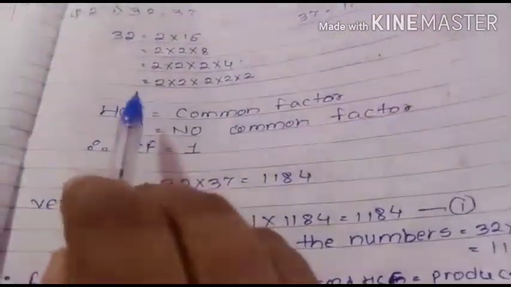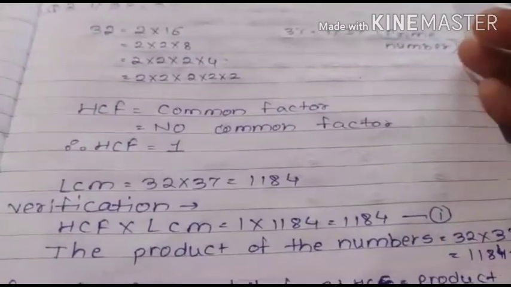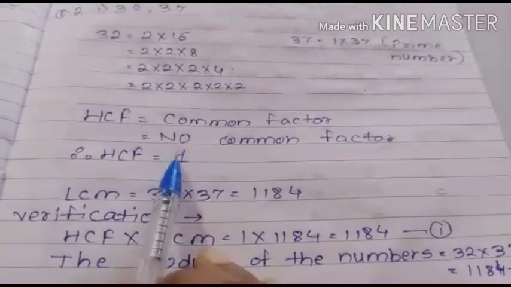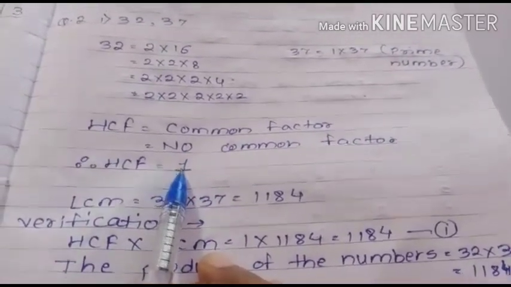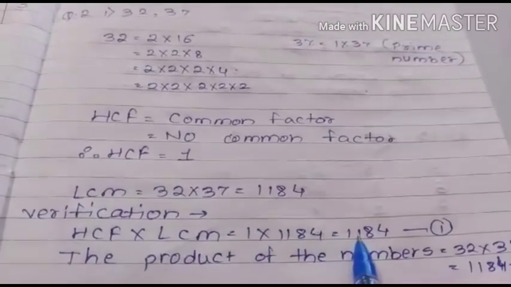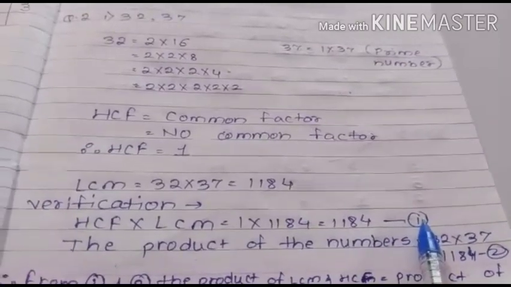The product of HCF and LCM is equal to the product of the two numbers. Now we will see the product of HCF and LCM. What will come? HCF is 1 and LCM is 1184. So my answer will come 1184. Give this as equation number 1.